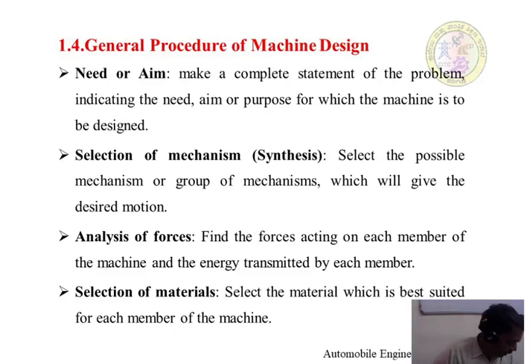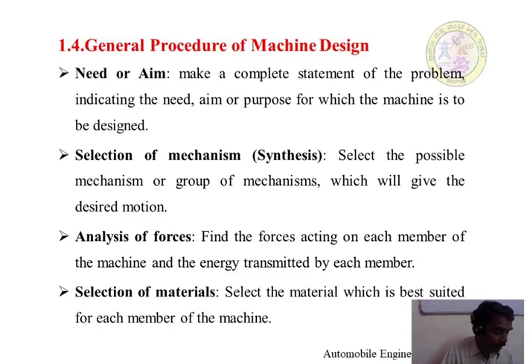So what are the steps? Once again, I am going to check it. Here, the first one is the need or aim, or recognition of need. Then synthesis, analysis of forces, material selection, design of elements, modification, detailed drawing, and finally production. These are all the steps that are very important before manufacturing a machine or a machine element. Now I will discuss the points one by one.